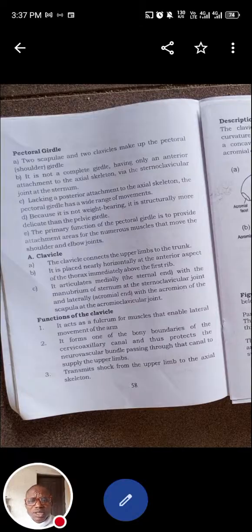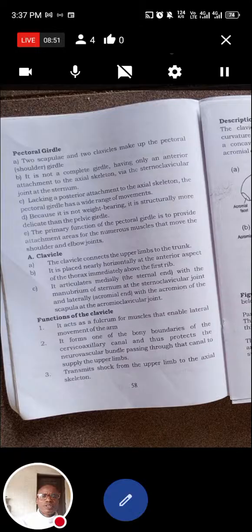Next, it is placed nearly horizontally at the anterior aspect of the thorax, immediately above the first rib. That's here. Meaning, if this is the first rib, it is a bit above the first rib. Just a bit. In front, that's what they mean by anterior. Anterior means what? In front. It articulates medially with the manubrium of the sternum.